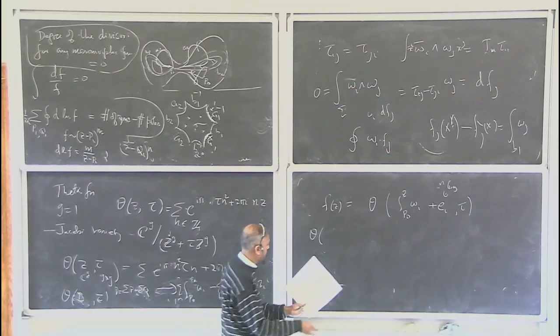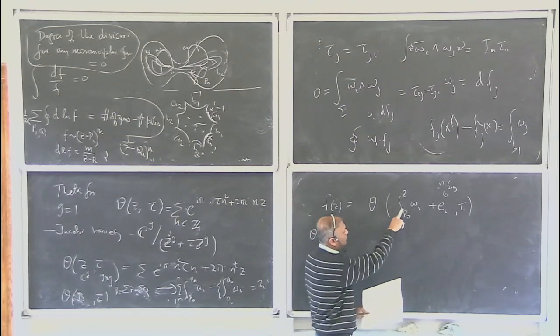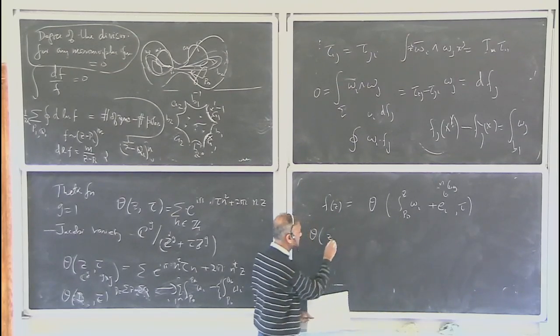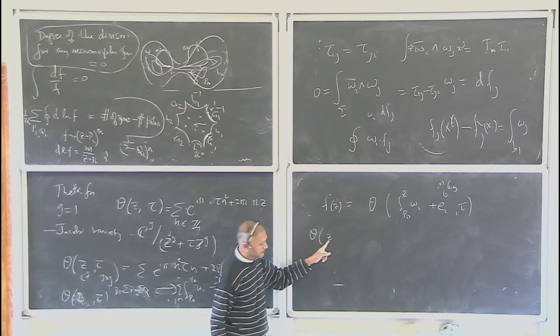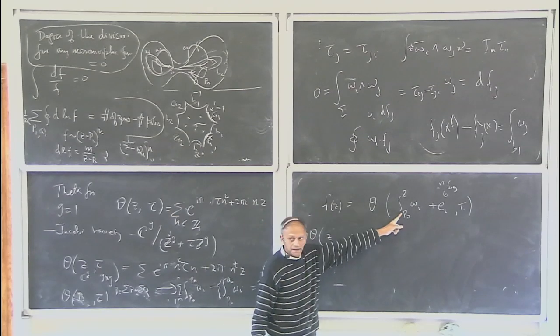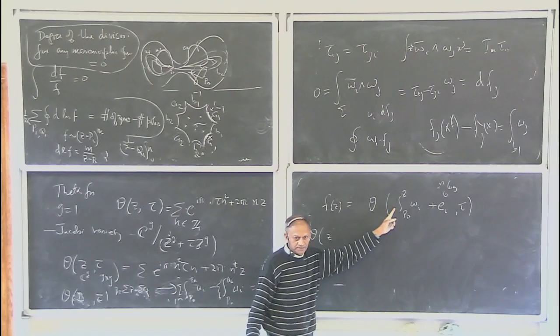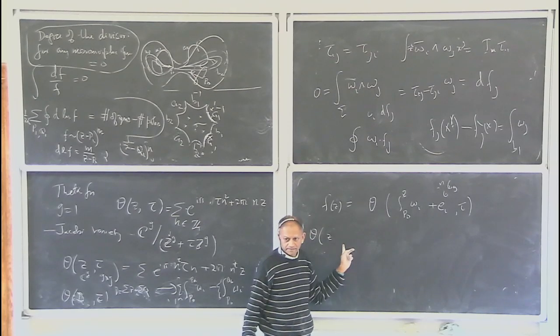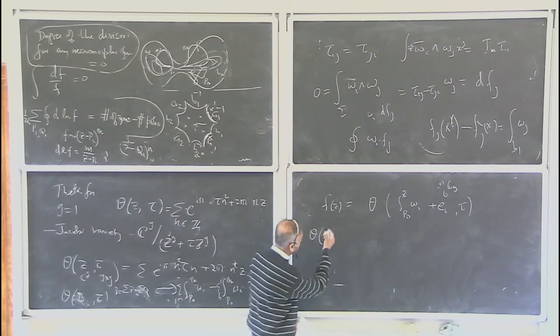Theta of, to shorten the notation, I will just call it z. But this is a point in the Riemann surface. By that I mean the Jacobi map or Abel map of z to CG. So this is a shorthand notation.